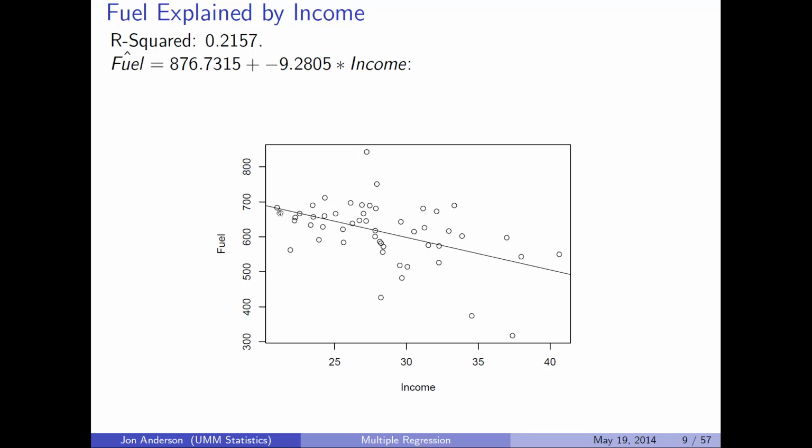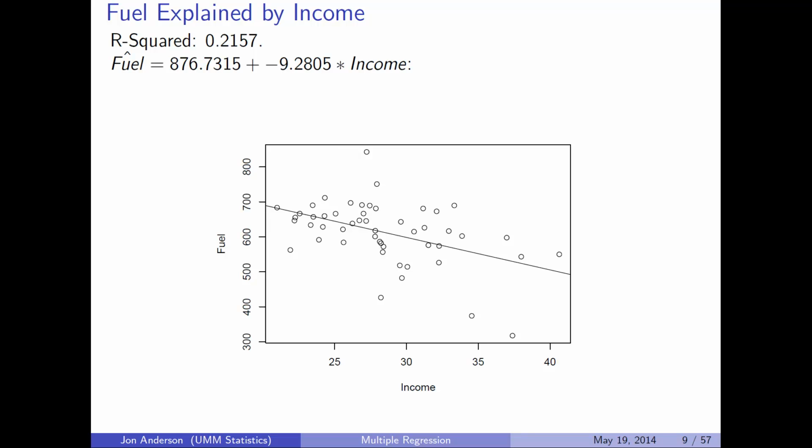And you can see there's some evidence for a downward trend. States that have higher incomes tend to have lower fuel consumption, gasoline consumption per person. It's not a very strong pattern. R squared is only about 21-22% of the variation of fuel consumption being explained by income. Here is the equation of the best fit least squares line going through the scatter plot. You can see a negative slope with respect to income.